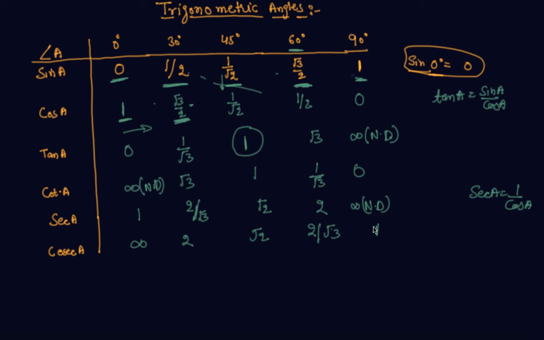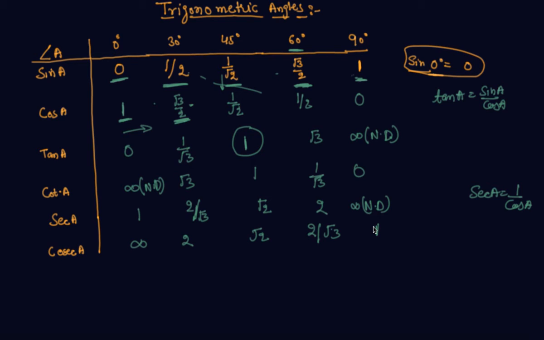So somebody might ask you what is the value of sine 30. You should clearly see from the table that sine 30 is half. And if I ask you the value of cosecant 60, you can see from the table that it is 2 by root 3. So guys, please do remember this table. This is very important from the exam point of view, that you should remember all the values of every trigonometric function.